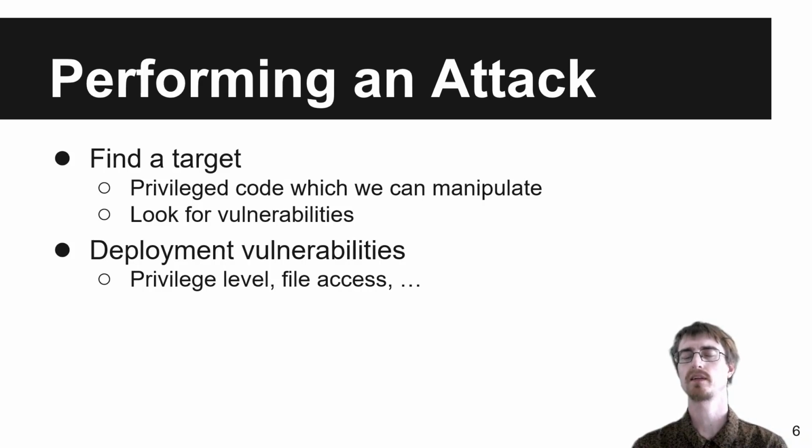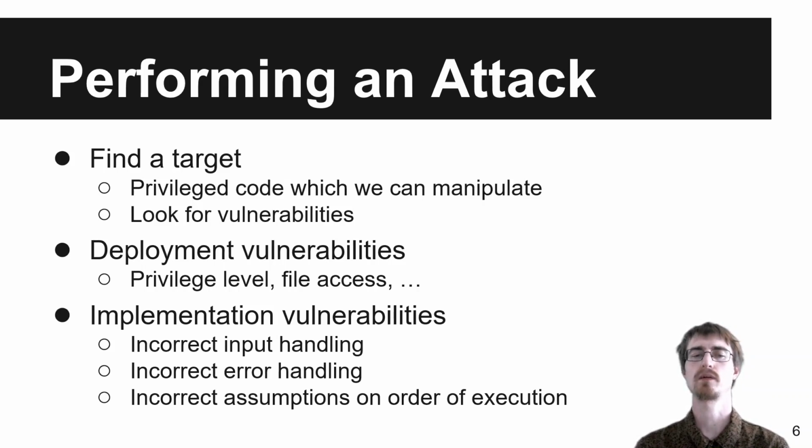So some vulnerabilities are deployment vulnerabilities. For example, the program might be running at a privilege level that is too high given the function that it performs, or it might perform file accesses that are insecure for whatever reason. For example, if it is setuid root, it might not check whether it actually has permission to access those files.